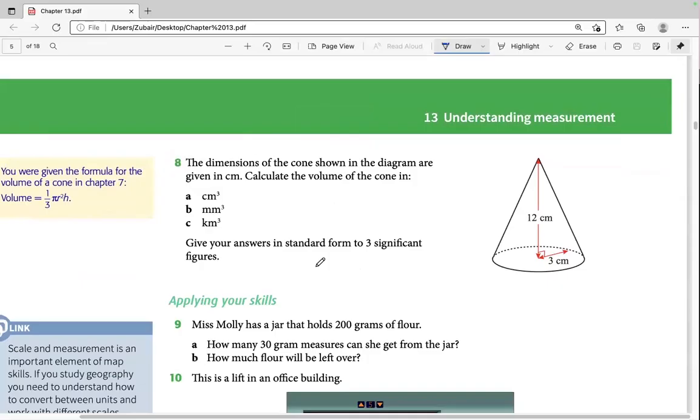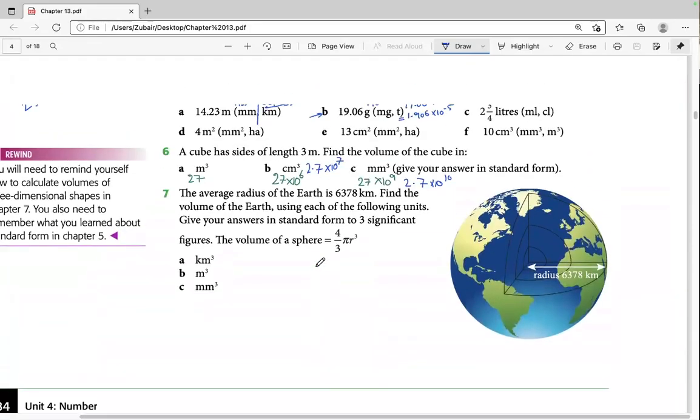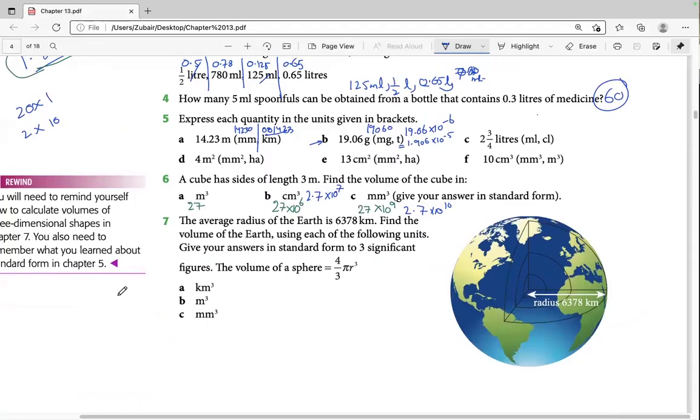Look at question number 8. The dimensions of the cone in the diagram are given in centimeters. Calculate the volume of the cone in centimeters cubed. Do you remember question 7? It was also giving us the volume. Why? Please say that again. I missed it. For question 7, it was also giving us the formula for the volume, so is it just to figure out the volume? Oh, okay, yeah, finding the volume of the Earth. Yeah, the formula was given. So this was very similar to question number 6. That's why I skipped it. Yeah, okay.